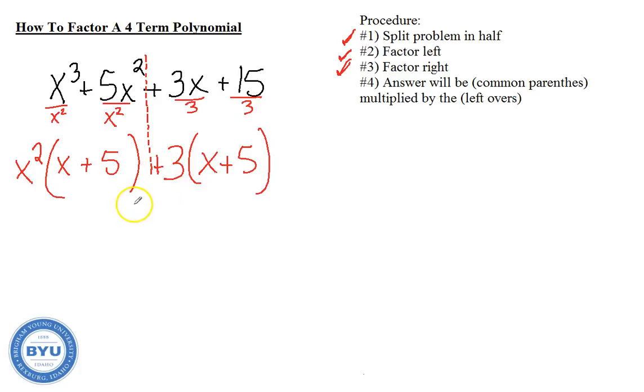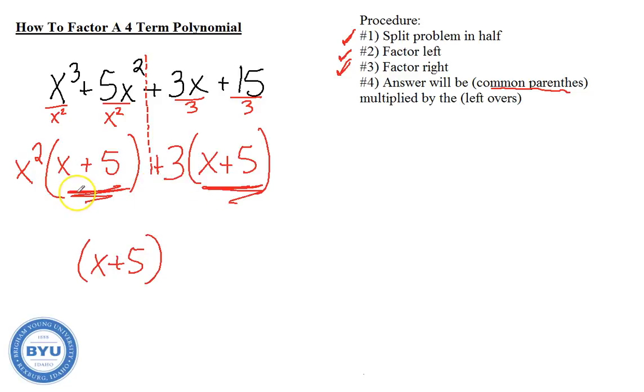Now, if you've done this correctly, you'll be left with a common parenthesis. Notice that we have x plus 5 and x plus 5. If you don't have a common parenthesis, then you've either done something wrong or the problem does not factor. So because we have an x plus 5 and an x plus 5, we've done it right. And our final answer is going to be the common parenthesis. So I'm going to have an x plus 5 in my final answer.